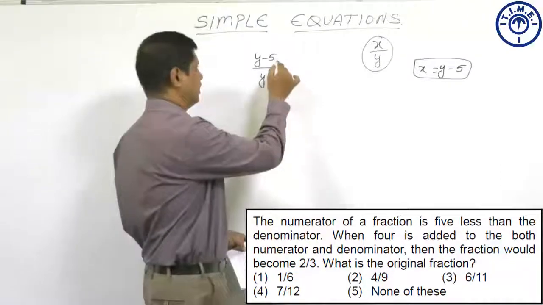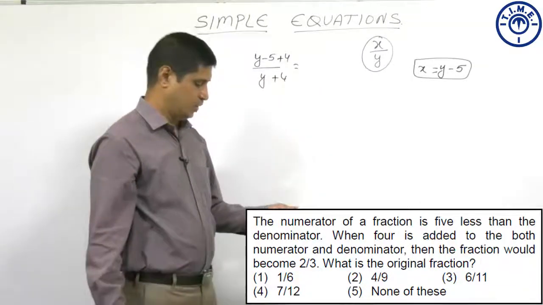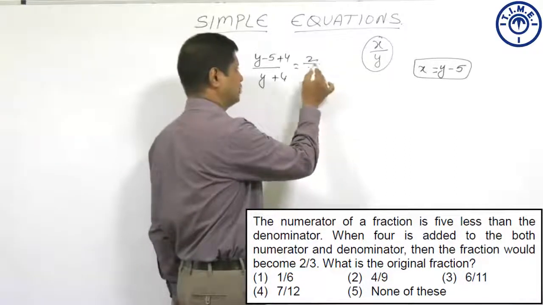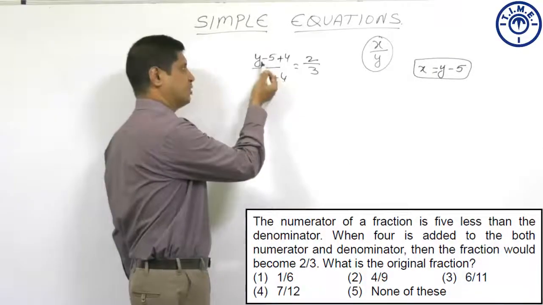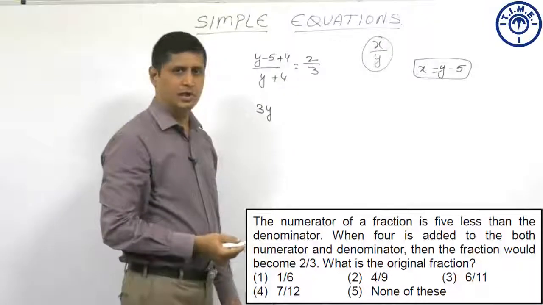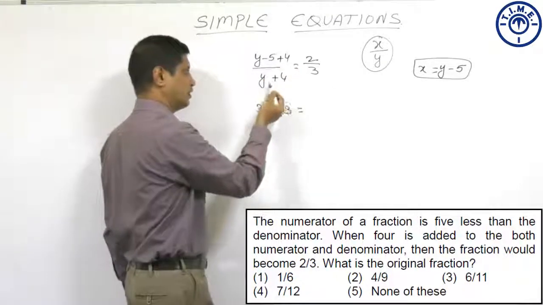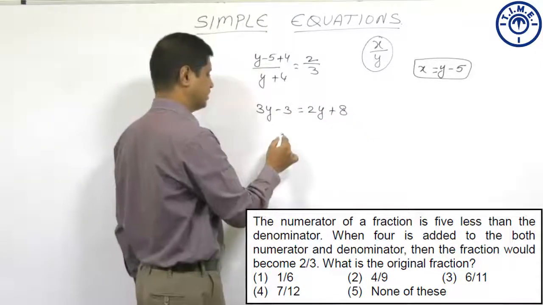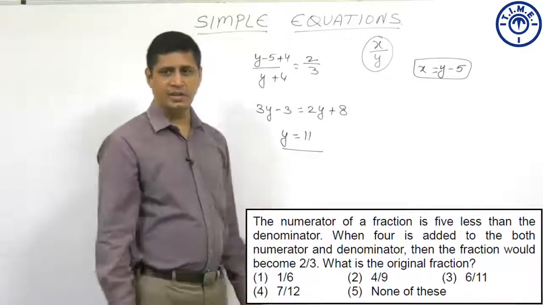What is added here? On either side, 4 is added. When 4 is added on either side, what is the result? The value becomes 2 by 3. Solving this, when you cross multiply, 3 times y is 3y, minus 5 plus 4 means minus 1, minus 1 into 3 is minus 3, equal to 2 times y, 2y, 2 times 4, 8. Take variables on one side and numbers on the other side, which results in the value of y as 11.